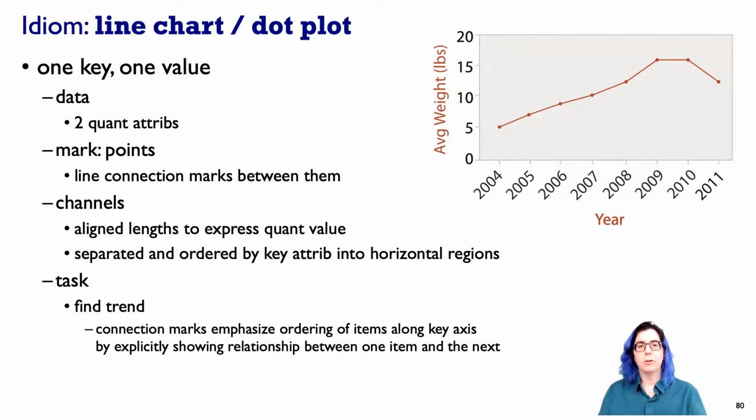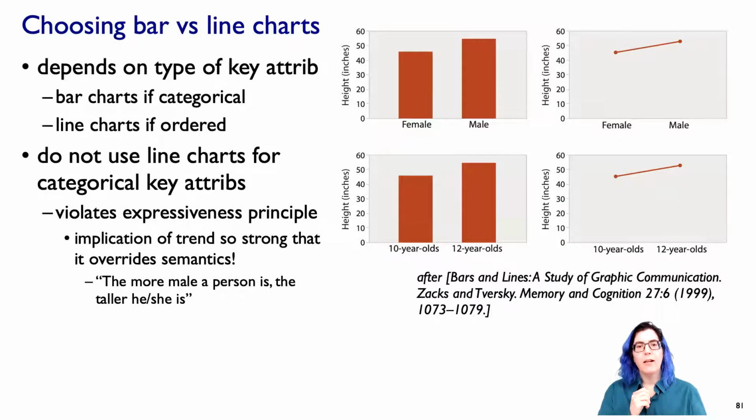That's great if what you're looking for is trends. It's great if the data that you've got is correct for this. A caution is to be careful. This is such a strong effect that it can actually sometimes outweigh reason. So there's a lovely study by Zacks and Tversky on bars versus lines, where the fundamental rule is, if it's categorical data, you typically want to go with the bar chart, and if it's ordered data, then it's okay to have a line chart. But don't use a line chart if your key attribute is categorical, because people will start thinking trends where that doesn't even make sense.